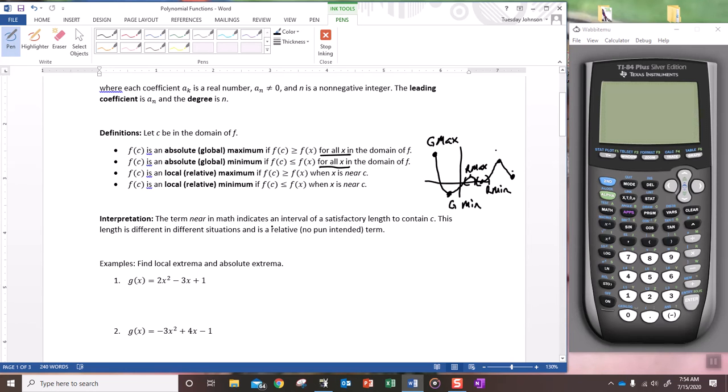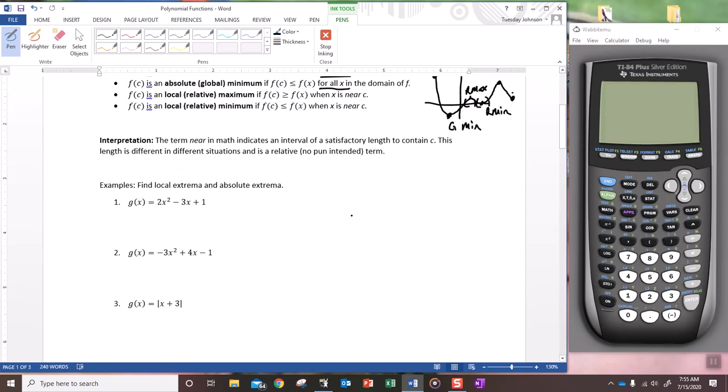And near in math indicates an interval of satisfactory length. And satisfactory length is different depending on how close we want to be. So that's not a set length, so don't get caught on that. That's the part of math that gets a little less rigid, is terms like near.